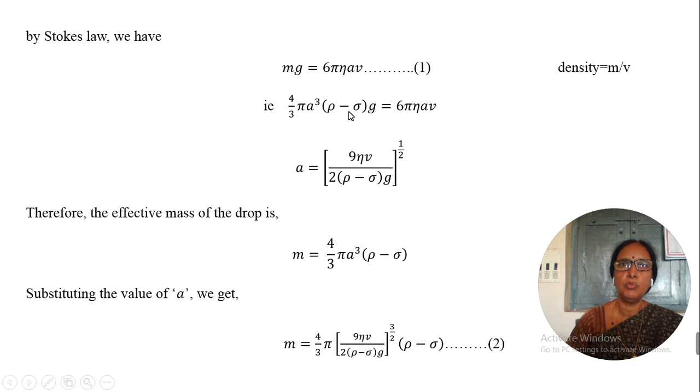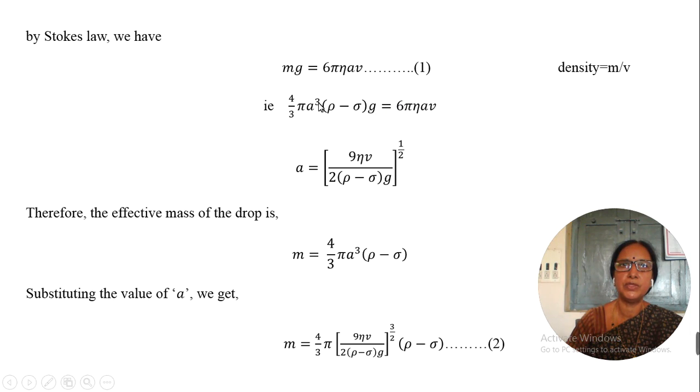So rho minus sigma is the relative density of the medium, because two viscous media are involved in the experiment, so the relative density has to be taken. g is retained as it is, equated to the viscous force here. From this equation, we can calculate the radius of the drop.